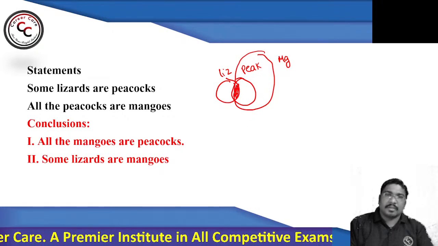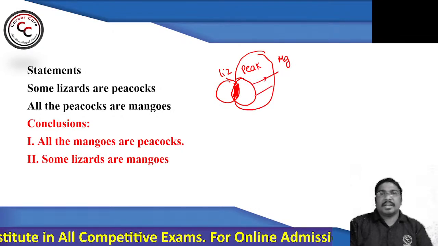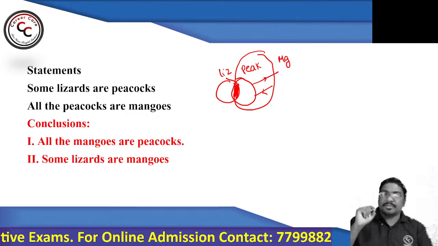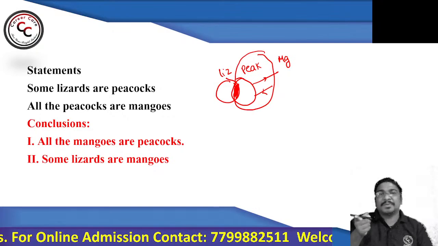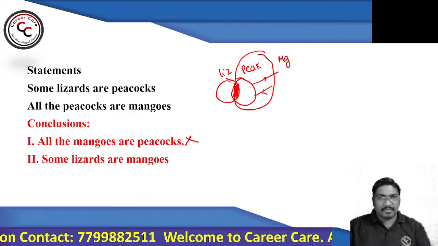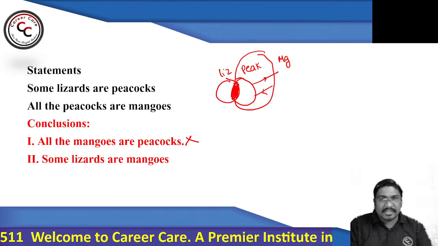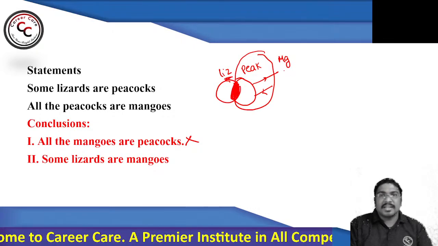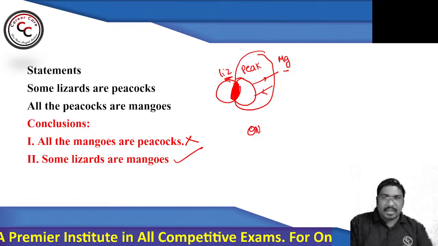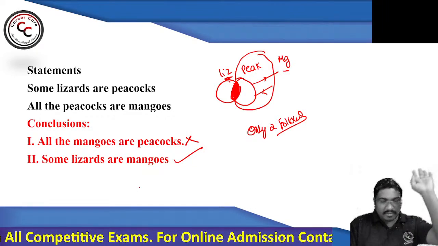See, the relation between peacock and mangoes is all. The relation between mangoes and peacock is some. Some mangoes are peacocks, but all mangoes are not peacocks from the given diagram. So you can say 1 does not follow. Now look at 2. What does 2 say? Some lizards are mangoes. So as I have said, the shaded part says some lizards which are mangoes, which is true. Right? So that's why our answer for this particular question is only 2 follows. Very good everyone. Veeraju, I hope it is clear.